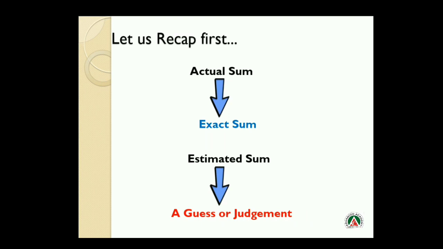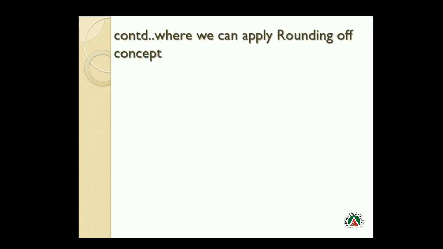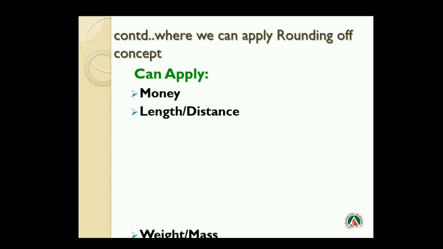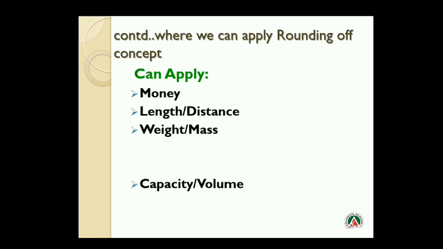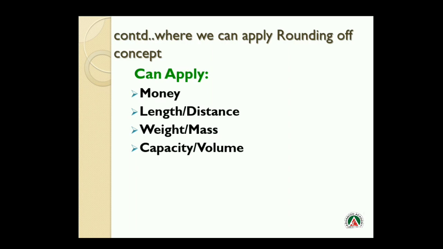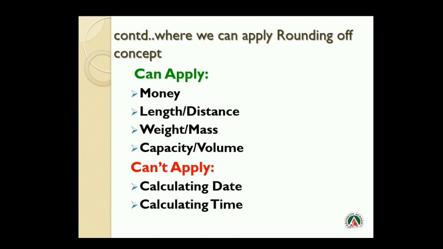Do you remember? You completed that lesson, right? Very good. We had learned about where we can use this concept and where we cannot. So where can we use this concept? Money, very good. In length and distance, weight and mass, and measuring capacity. While we are talking about liquid, like how much water is in a glass, how much juice is in this glass, like this. And where we cannot use this is while we are calculating date and while we are calculating time.